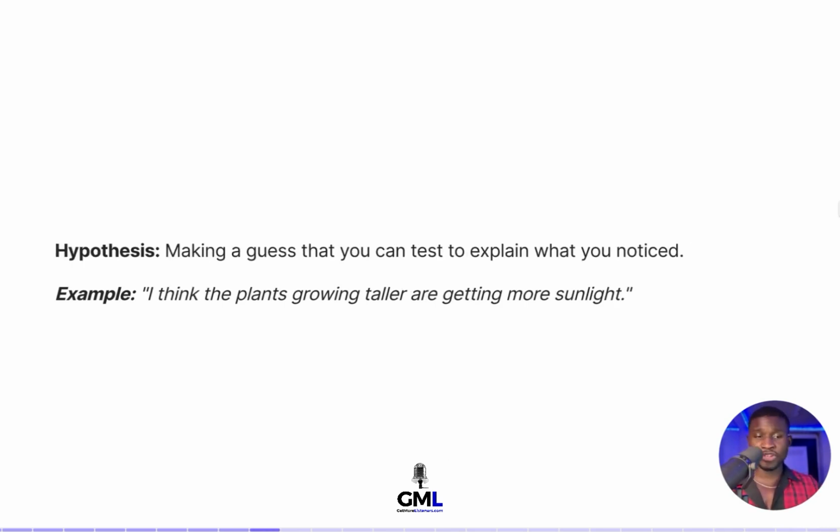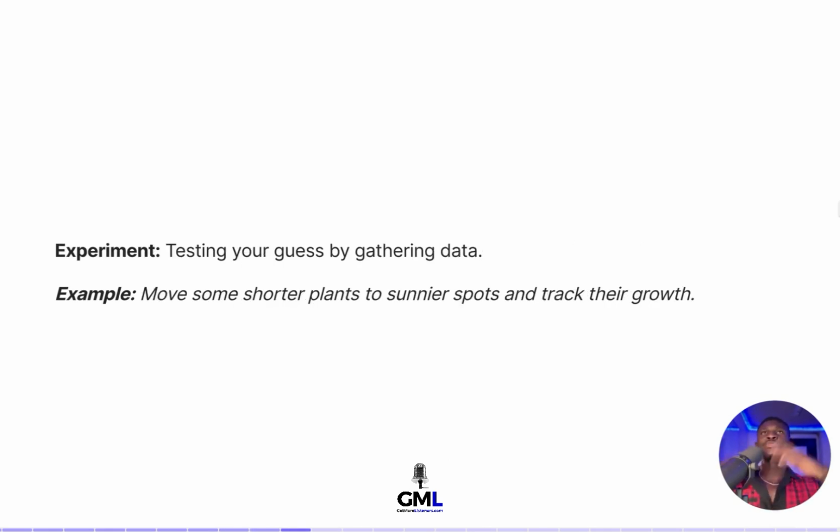Then create a hypothesis. Based on what you've observed and based on your question, you make an educated guess that you can test to explain what you've noticed. An example could be, I think the plants are growing taller because they're getting way more sunlight within this area in my garden. You then experiment. There's no point just making a hypothesis and saying, yep, that's it, I've got it all right. It doesn't really work like that. You have to then experiment.